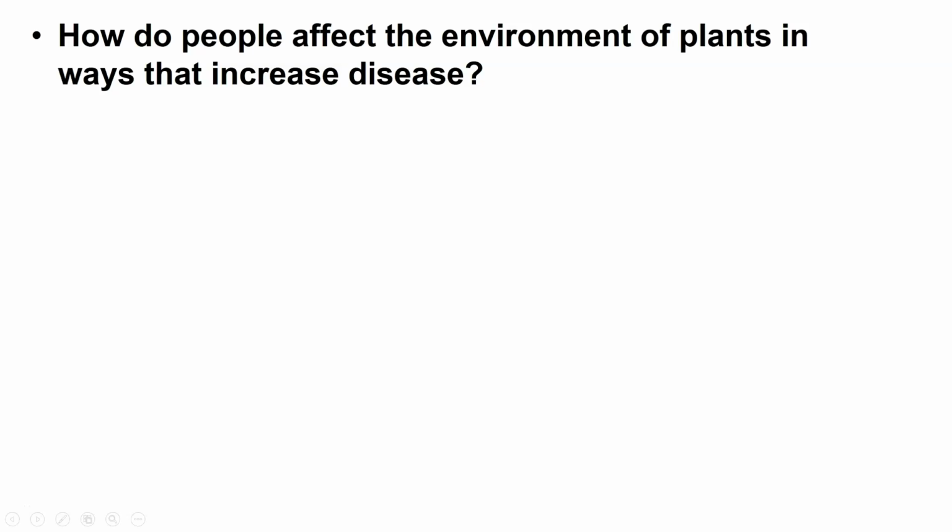Let's look at some of the ways people affect the environment of plants in ways that increase disease. One of the things we often talk about is location. Where are you going to plant? Is it in a place that's favorable for disease? Is it in a place that is favorable for plant growth?